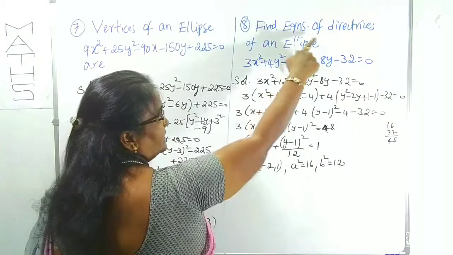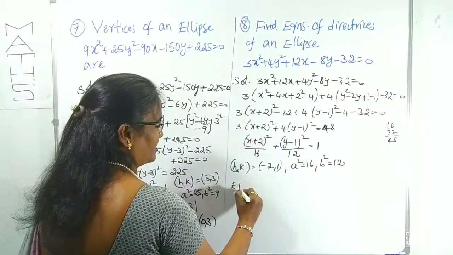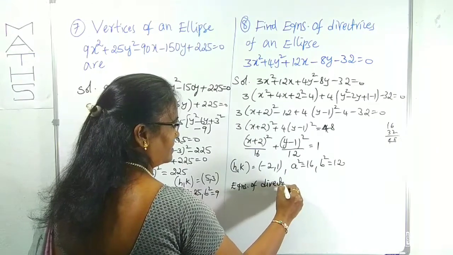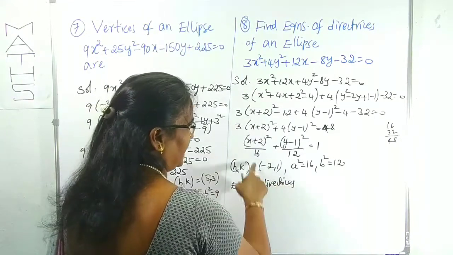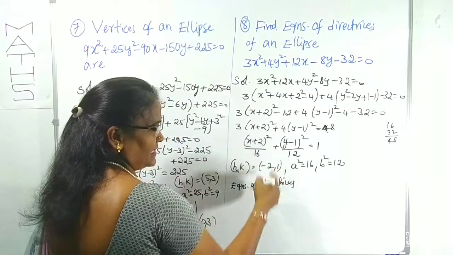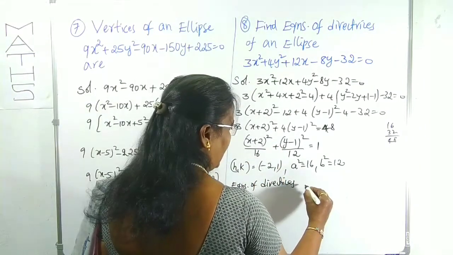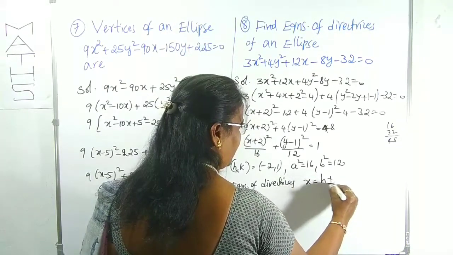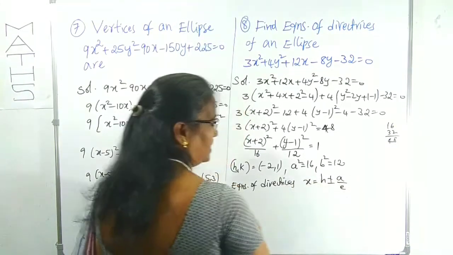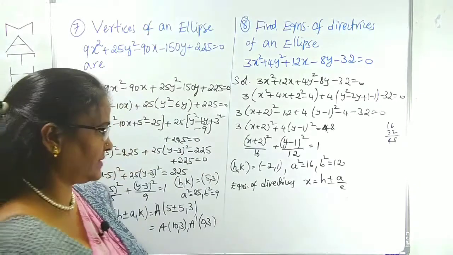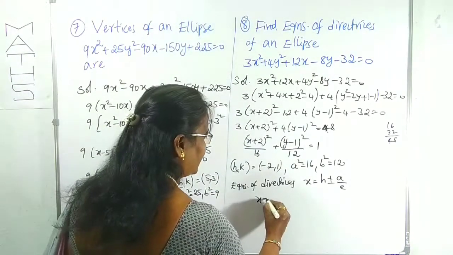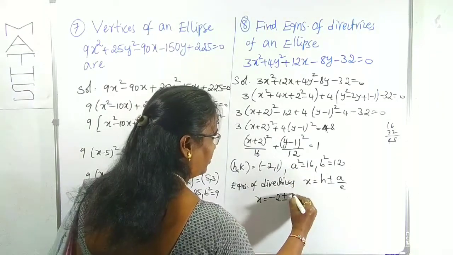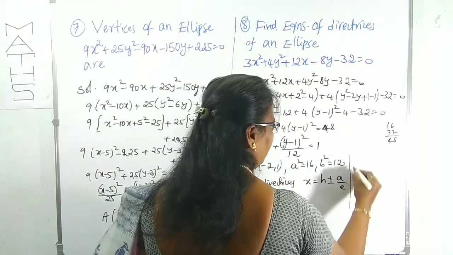In this case, what is asked? Equations of directrices. What are those? Here a is clearly greater than b, center is at h, k. What is that? x is equal to h plus or minus a by e. These are the equations of directrices. x is equal to h, which is minus 2, plus or minus a, which is 4, 4 by e, you have to find out.